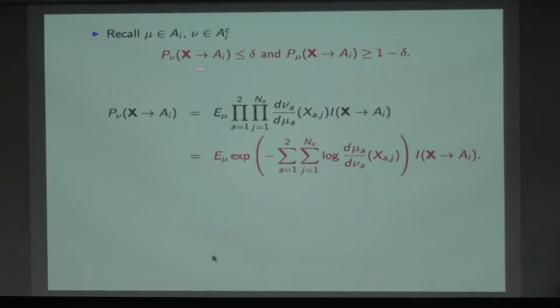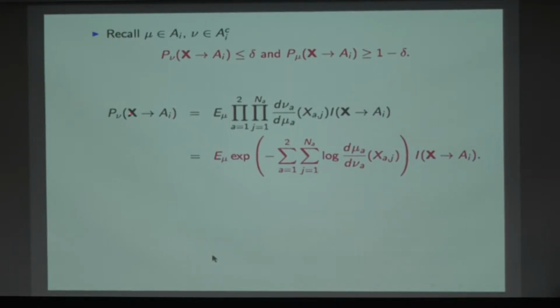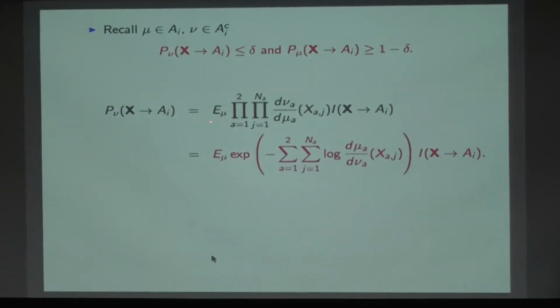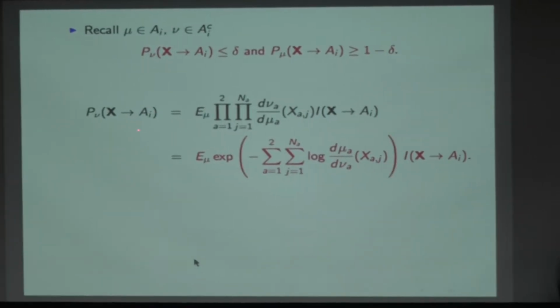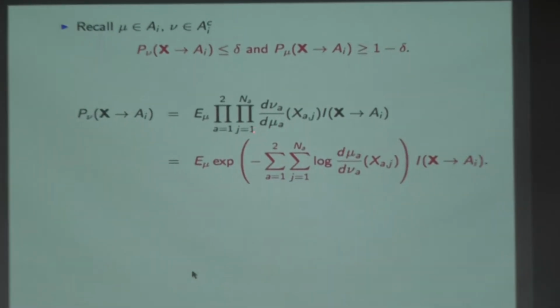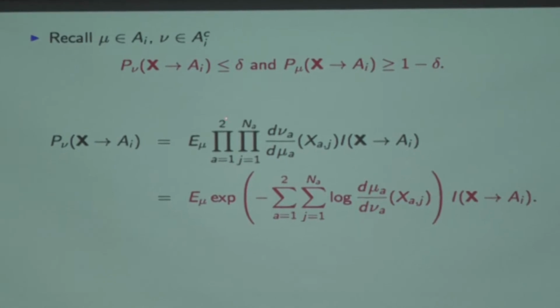So how do we link these two probabilities? Well, let's focus on this again. P_nu(x announces A_i). I'll express this now under a measure, E_mu, expectation under measure mu. And the way I do it is I just write the likelihood ratio here. That's how I go from one expectation to another expectation. This likelihood ratio is now just the ratio of the two densities under measure nu_a and measure mu_a, for all the samples j from 1 to N_a, and for all a taking values, in this case, 1 and 2.